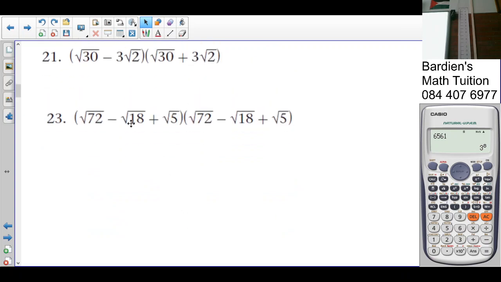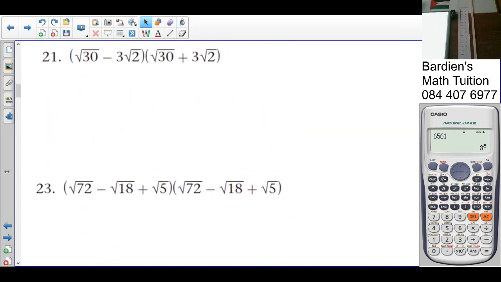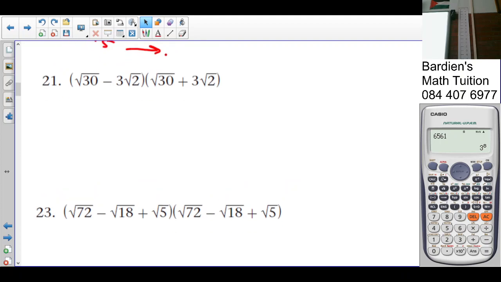Number 21. Again, is that the conjugate pair? Oh yes, I said I was going to do the other way as well.